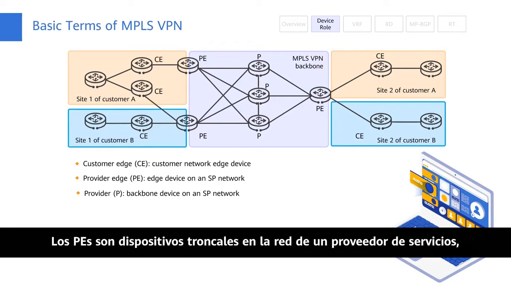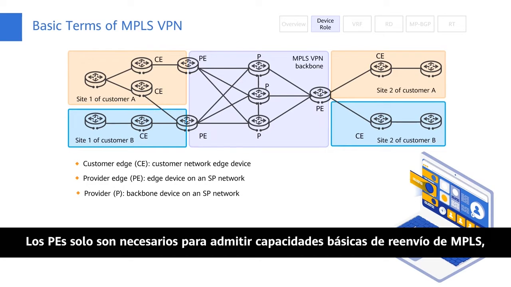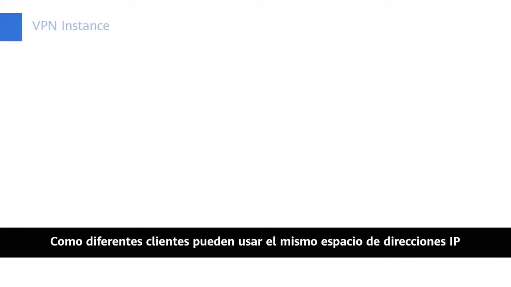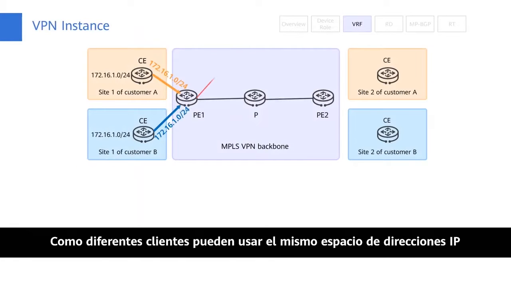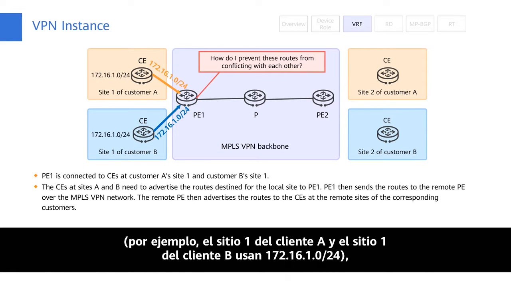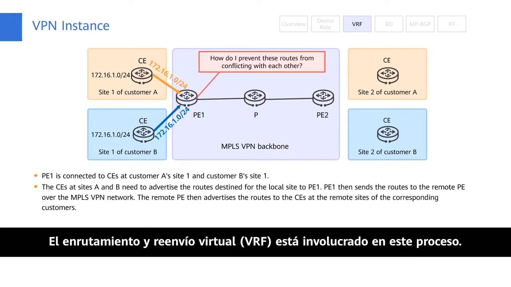P devices are backbone devices on a service provider network and are not directly connected to CEs. Ps are only required to support basic MPLS forwarding capabilities and do not need to maintain VPN information or VPN routes. As different customers may use the same IP address space, for example, site 1 of customer A and site 1 of customer B use 172.16.1.0/24, PEs must be able to prevent route conflicts. Virtual routing and forwarding, VRF, is involved in this process.